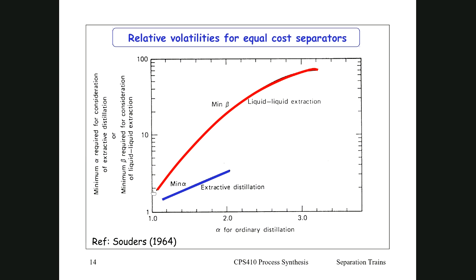of the relative volatility of ordinary distillation. We have to move from 1.4 up to about 1.9 with the extractive distillation to make it financially viable to use extractive distillation. So let's just get a line, in yellow.